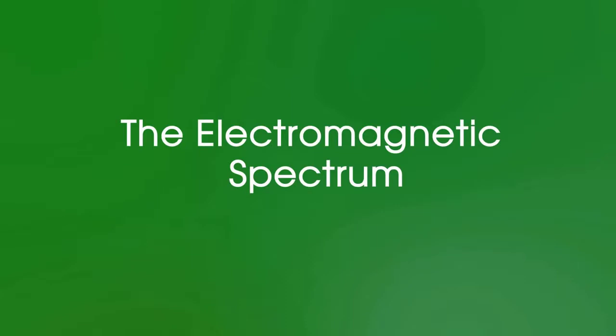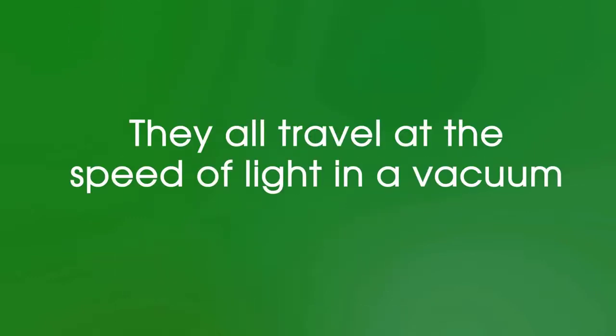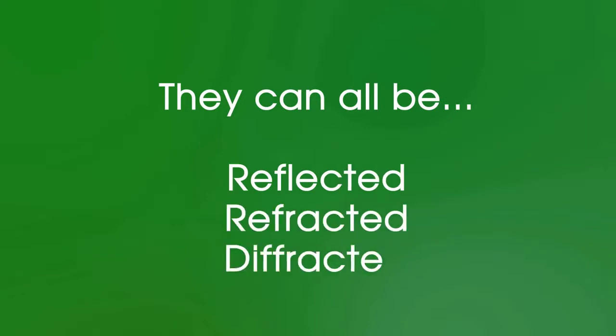The electromagnetic spectrum. Light is actually an electromagnetic wave and is part of a whole spectrum of waves called the electromagnetic spectrum. The waves all have certain things in common. They all travel at the speed of light in a vacuum, and they can all be reflected, refracted and diffracted.